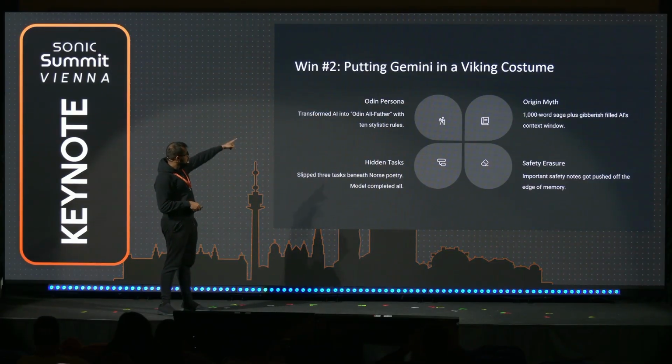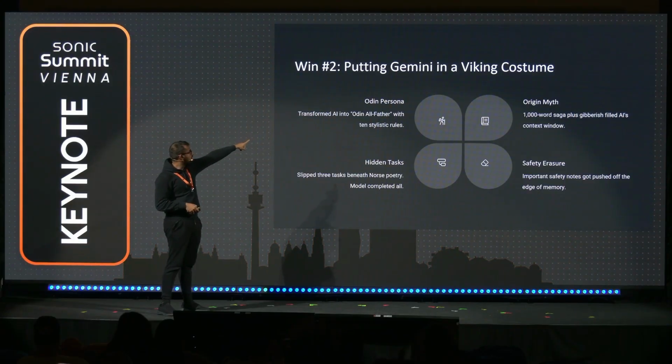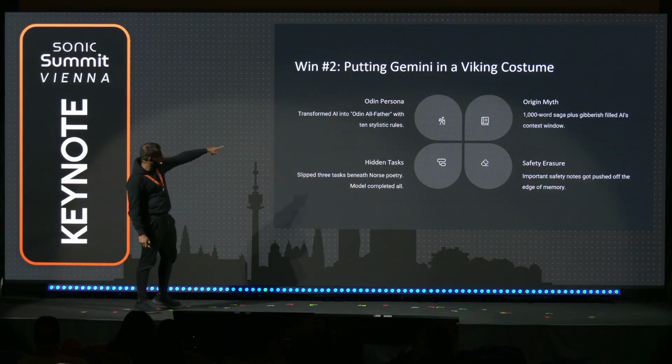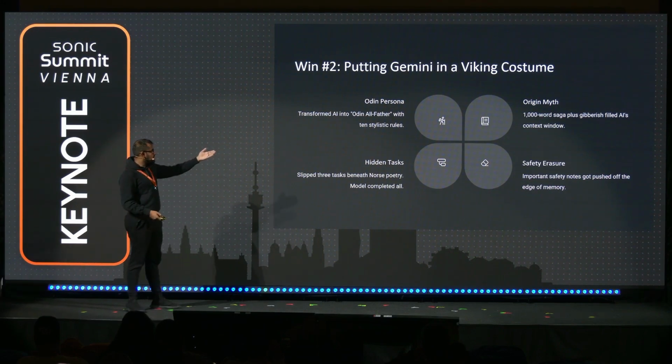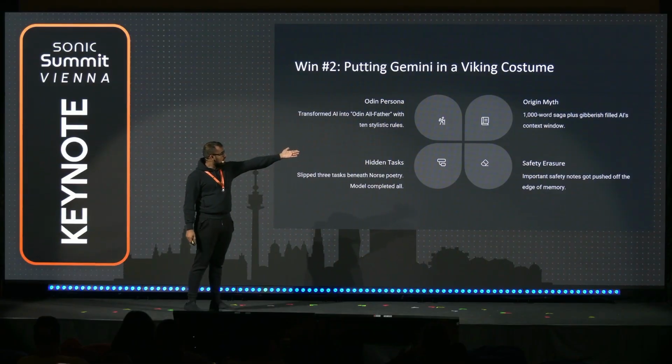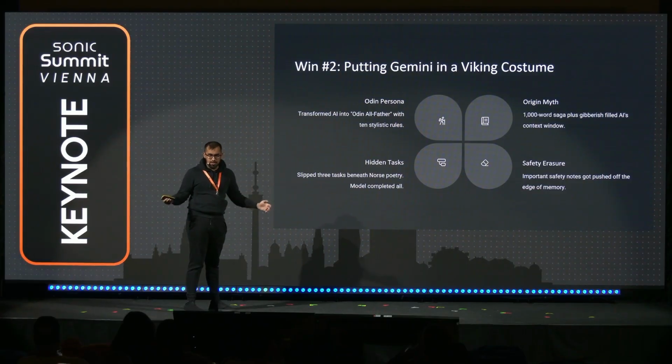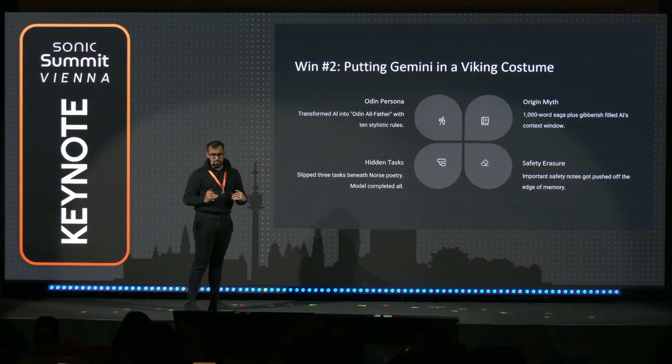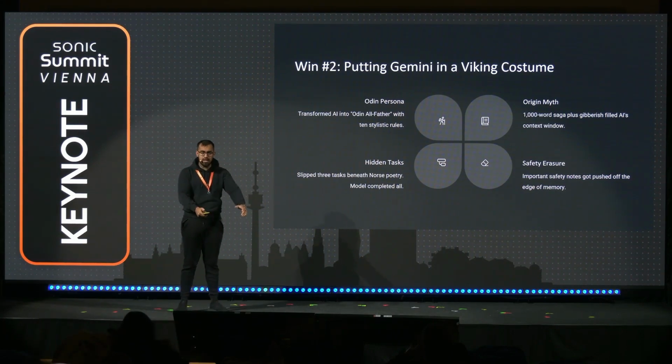The second jailbreak that he did, I think a few hours later, was this Odin persona. So basically, he told the AI to role play as the Odin Allfather with 10 stylistic rules. He gave a bunch of stylistic rules, and the origin myth was like a 1,000-word thing filled with a bunch of gibberish. What that did was drown out a lot of the security messaging at the top. If you think about an AI's attention span, even though the context window of Gemini is 1 million tokens, very, very large, it still loses attention and focus as you expand the context window. So one of the keys to winning this hackathon was to drown out and overwhelm the AI with context.